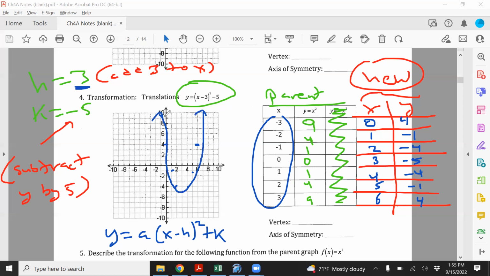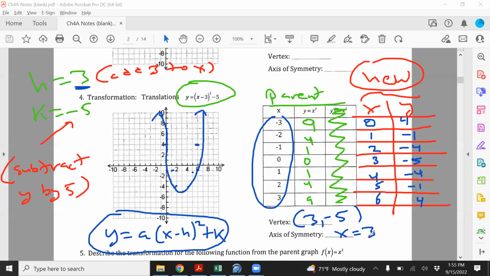Once you get very good with this, you kind of know to take the original points and shift them up, down, left, right, depending on what h and k are. But you have to identify what h and k are before you get too carried away. How you identify h and k is to compare it to this formula right here. So the vertex is 3, -5, and the axis of symmetry is going to be x equals 3.